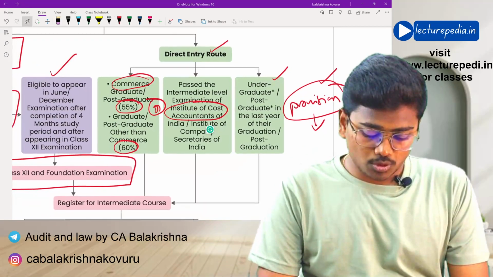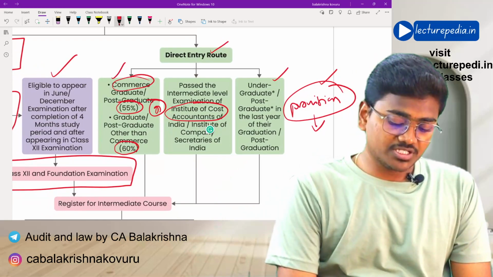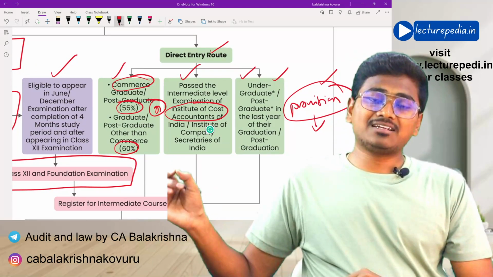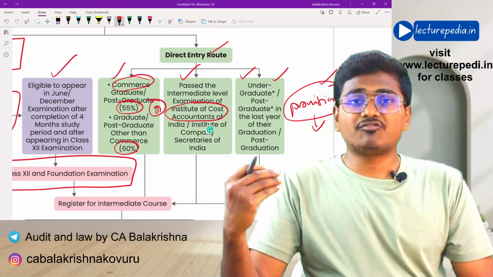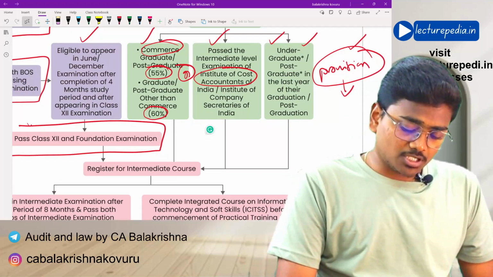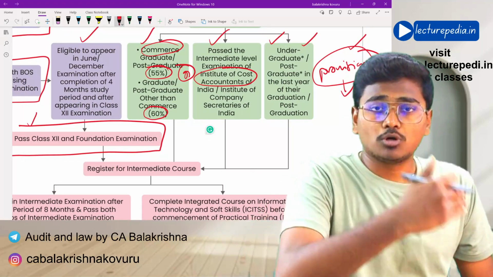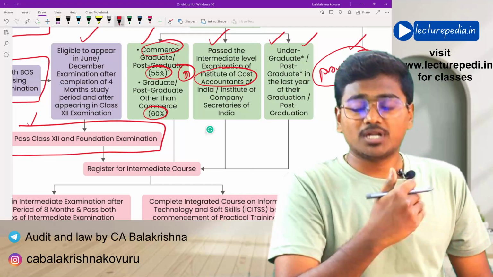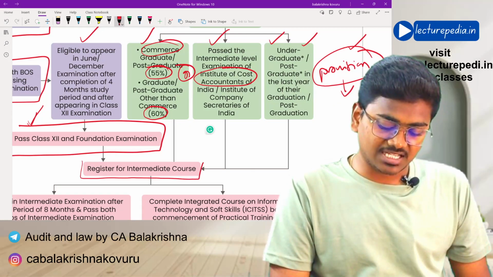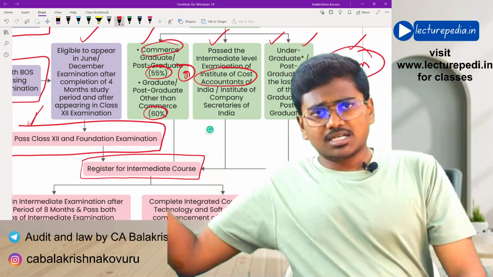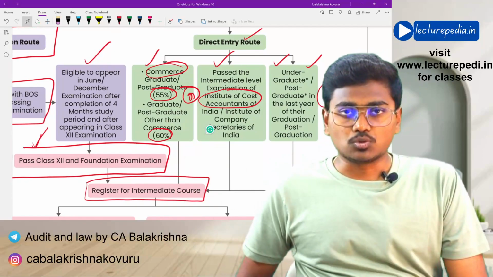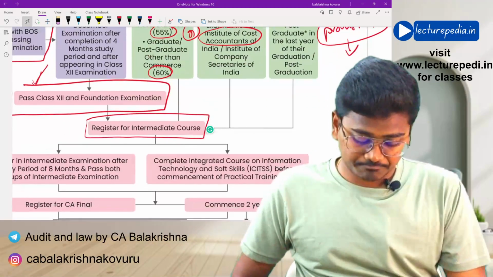So if you are qualifying any of these three criteria, then you can join the CA course through this direct entry route without writing the foundation examination. After qualifying the foundation examination, if you have entered the CA course through the foundation route, you have to register for the intermediate course. In case of the direct entry route, you can directly register for the CA intermediate course.